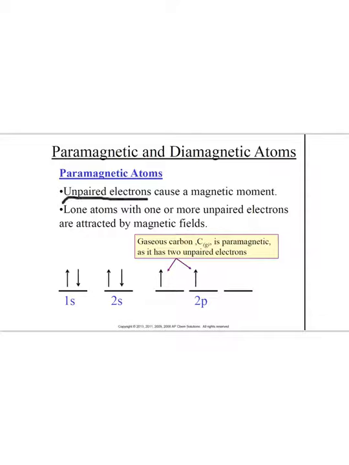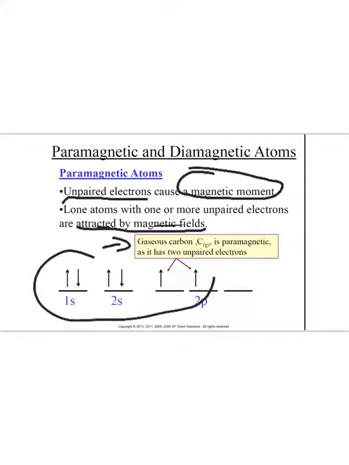So paramagnetic atoms, all right, paramagnetic atoms have what's called a magnetic moment, all right? And that means this, lone atoms, so when the atoms are by themselves, not bonded to anything or any other atom, okay, they will be attracted by magnetic fields. Sorry, I didn't mean to cross that out. They'll be attracted to magnetic fields, okay? So that means gaseous carbon, right? That means the atoms are separated from one another.